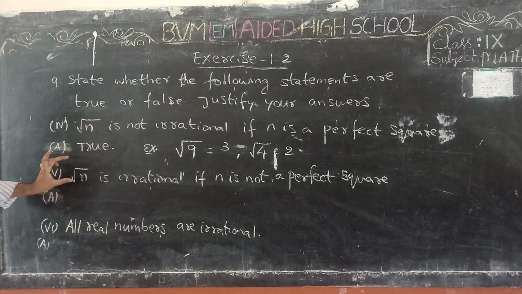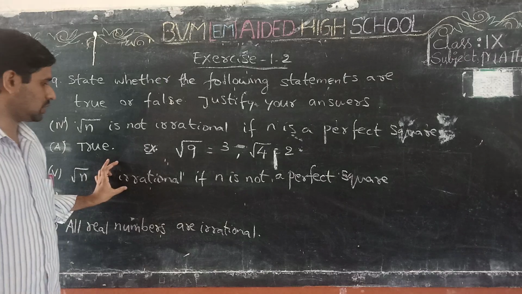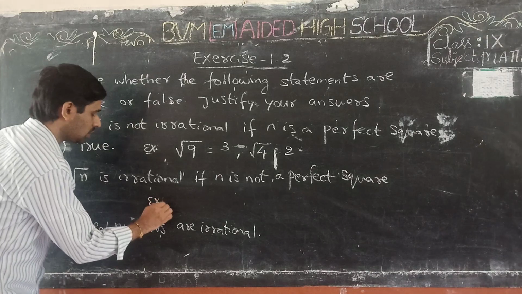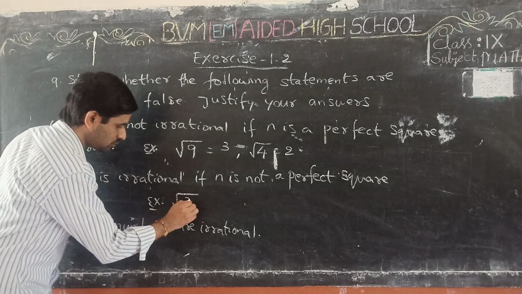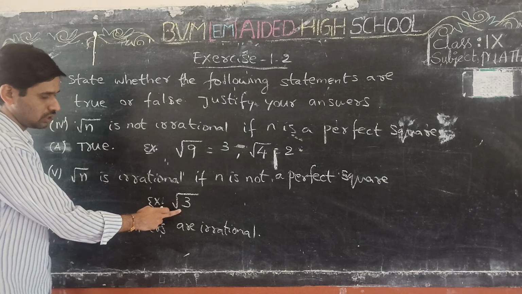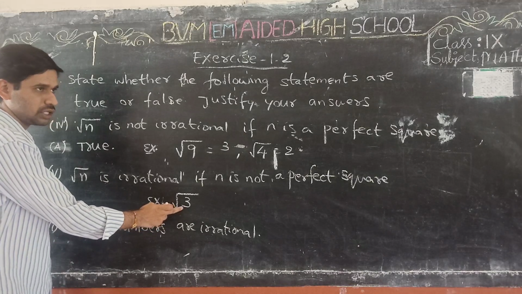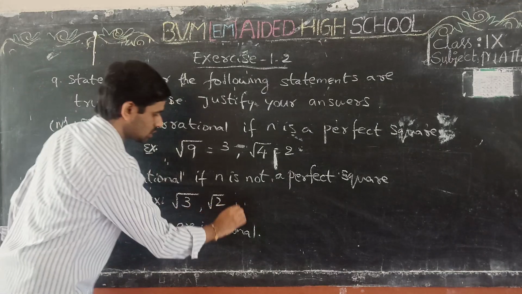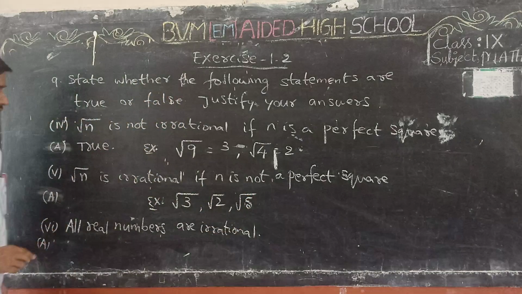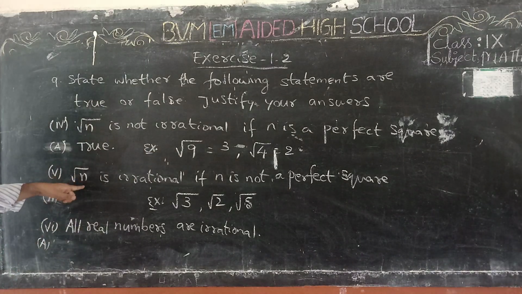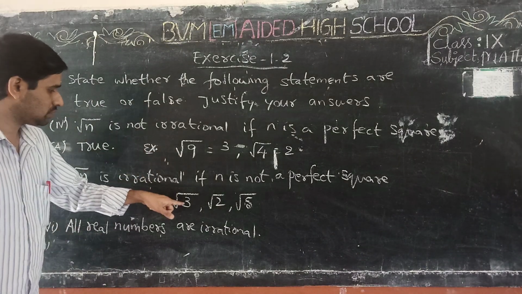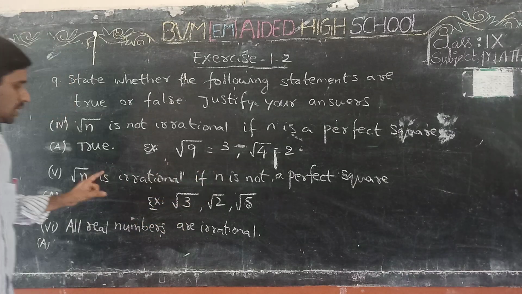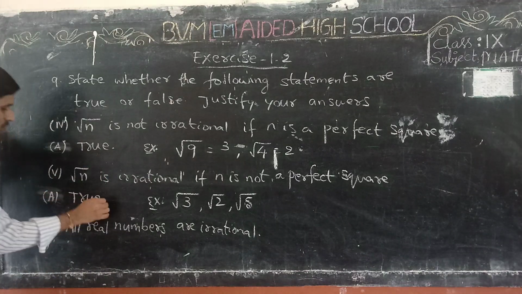Next, square root of n is irrational if n is not a perfect square. That means the square root of a non-perfect square number, for example, if you take 3, is an irrational number. We already found the value of square root of 3 is a non-terminating, non-recurring decimal. Square root of 2, square root of 5, these are all irrational numbers. So the square root of a non-perfect square number is always irrational. This statement is also true.